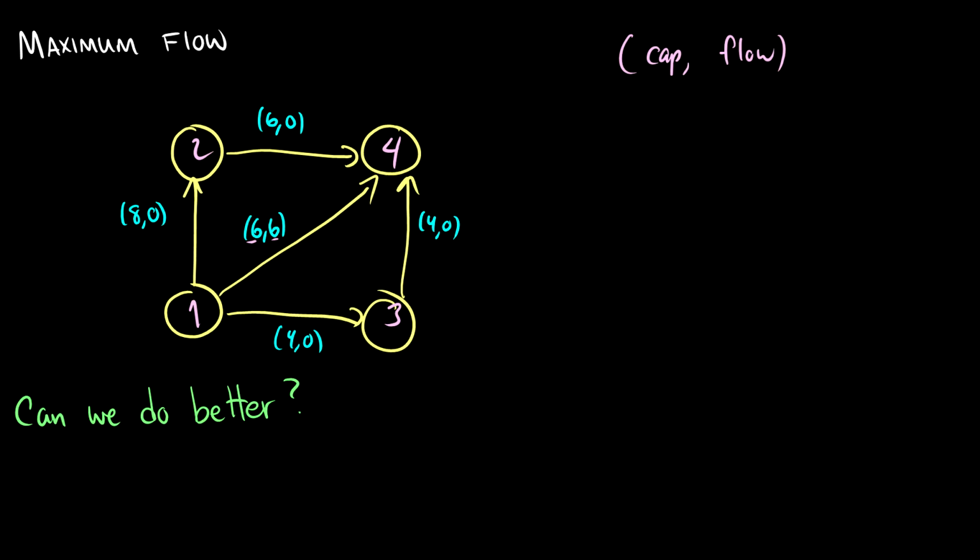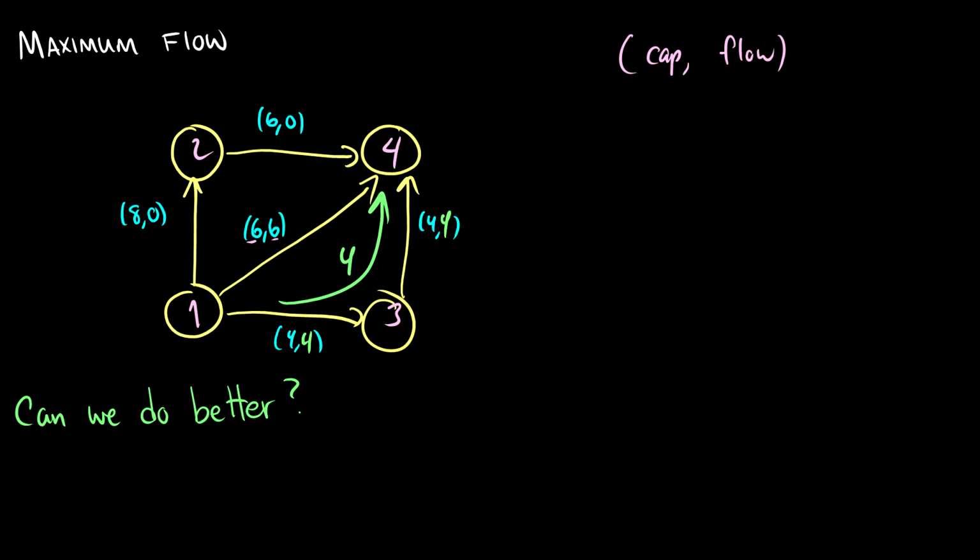Well, this one's pretty easy to see because I put these numbers out, but we can see that there's 4 units we can push from 1 to 3, and 4 units we can push from 3 to 4. So we can have a whole total of 4 going from our source to our sink.